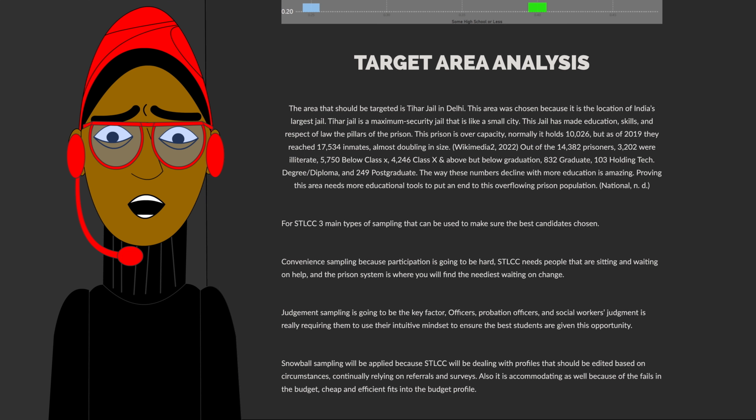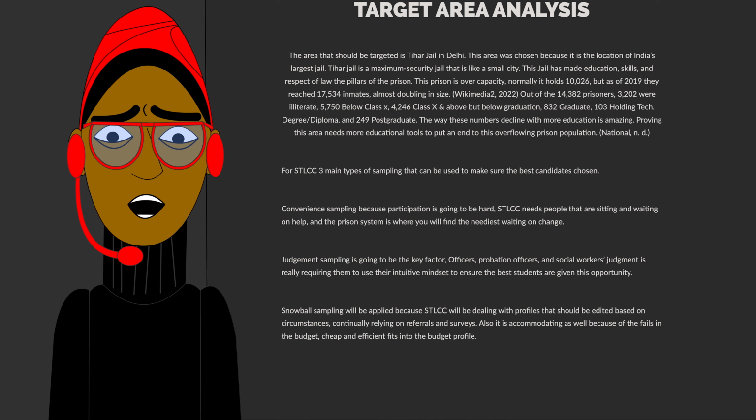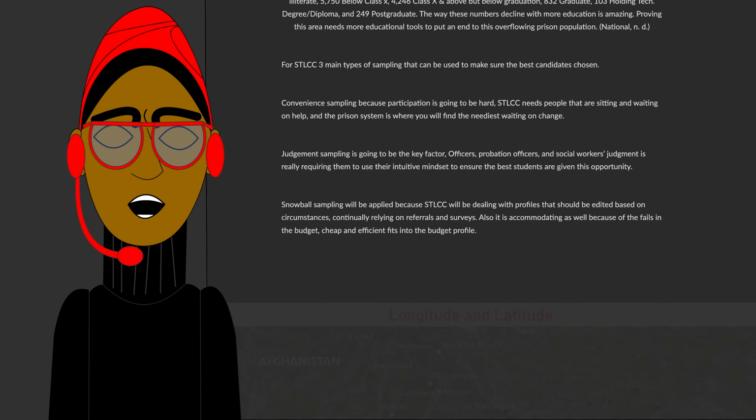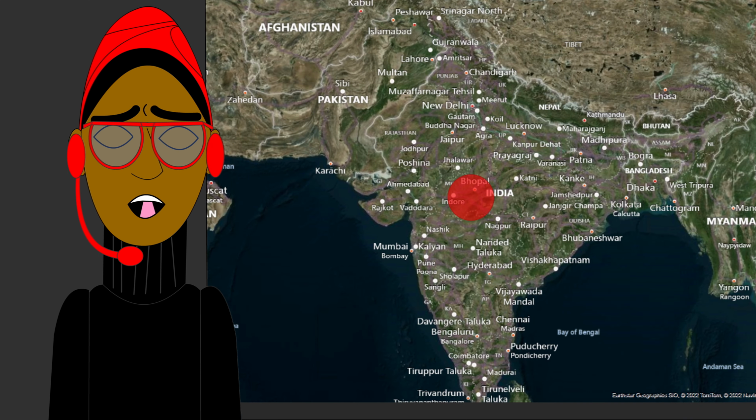Then we have our target audience, which is, we decided to target Tar Jail in Delhi. They have a small prison population compared to America, but nevertheless they have a large one, and this would be a great starting point for STLCC to understand the process. And the process is very tedious, but it is very profitable. And actually, it's not really that tedious. It just takes a little focus and a little organization. And here we have it plotted on the map.